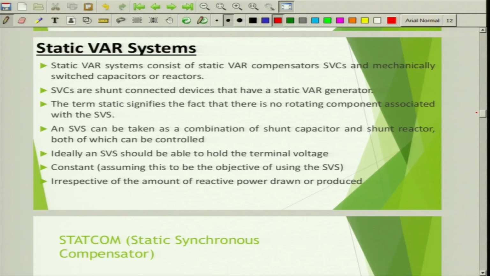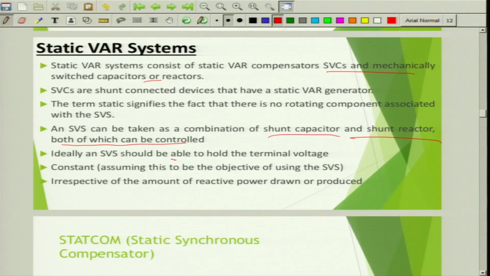Static VAR systems. Static VAR systems consist of static VAR compensators, SVCs, and mechanically switched capacitors or reactors. SVCs are shunt connected devices that have a static VAR generator. The term static signifies the fact that there is no rotating component associated with SVS. An SVS can be taken as a combination of shunt capacitor and shunt reactor, both of which can be controlled. It is not only shunt reactors that are required at some time, it may be shunt capacitors. Now, you put a device which has the combination of shunt capacitors and reactors, and based on the requirement you activate any one of them or a combination of them to maintain the system stability or system operating conditions. Ideally an SVS should be able to hold the terminal voltage.